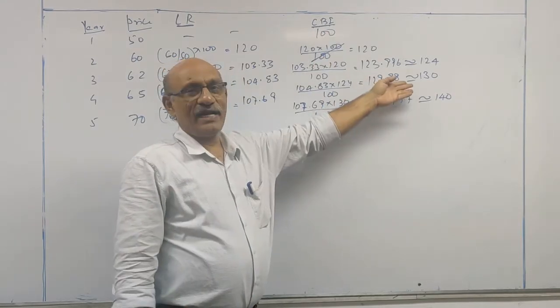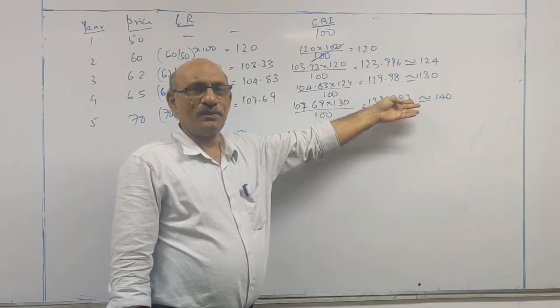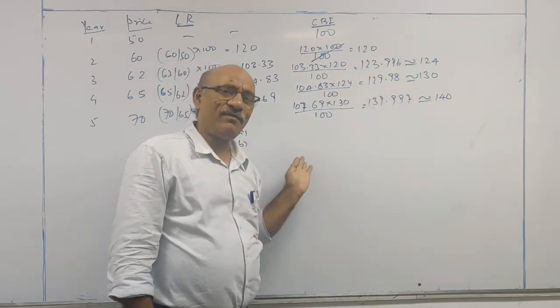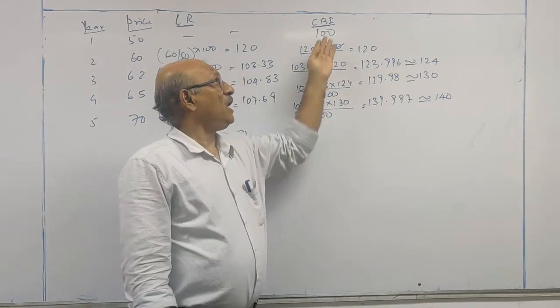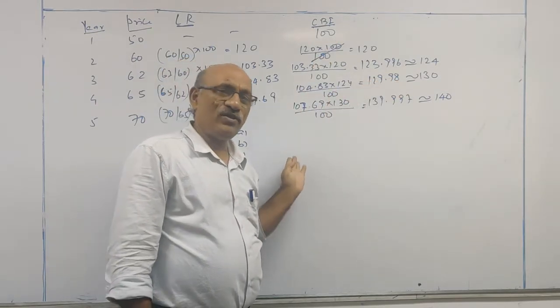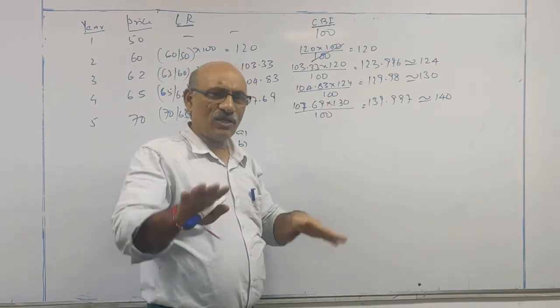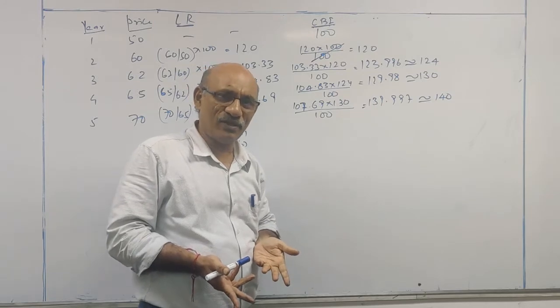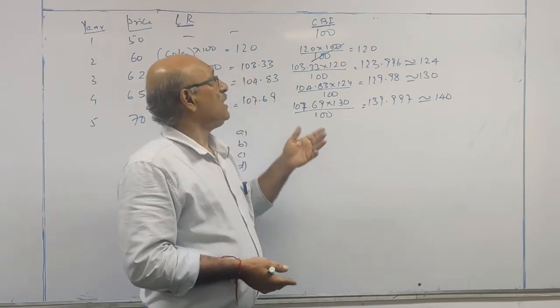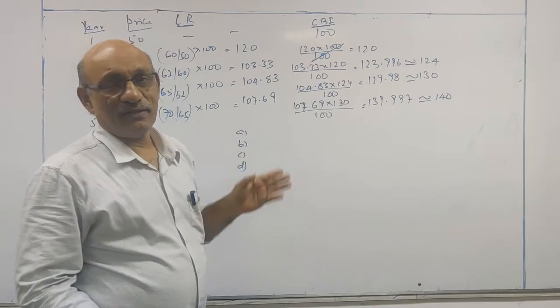So you have calculated and the values are available. You can compare your calculated values with the options. Your calculated values may coincide with any one of these options. Otherwise, none of these is my answer, finally. Okay, so this is what happens when price is given.